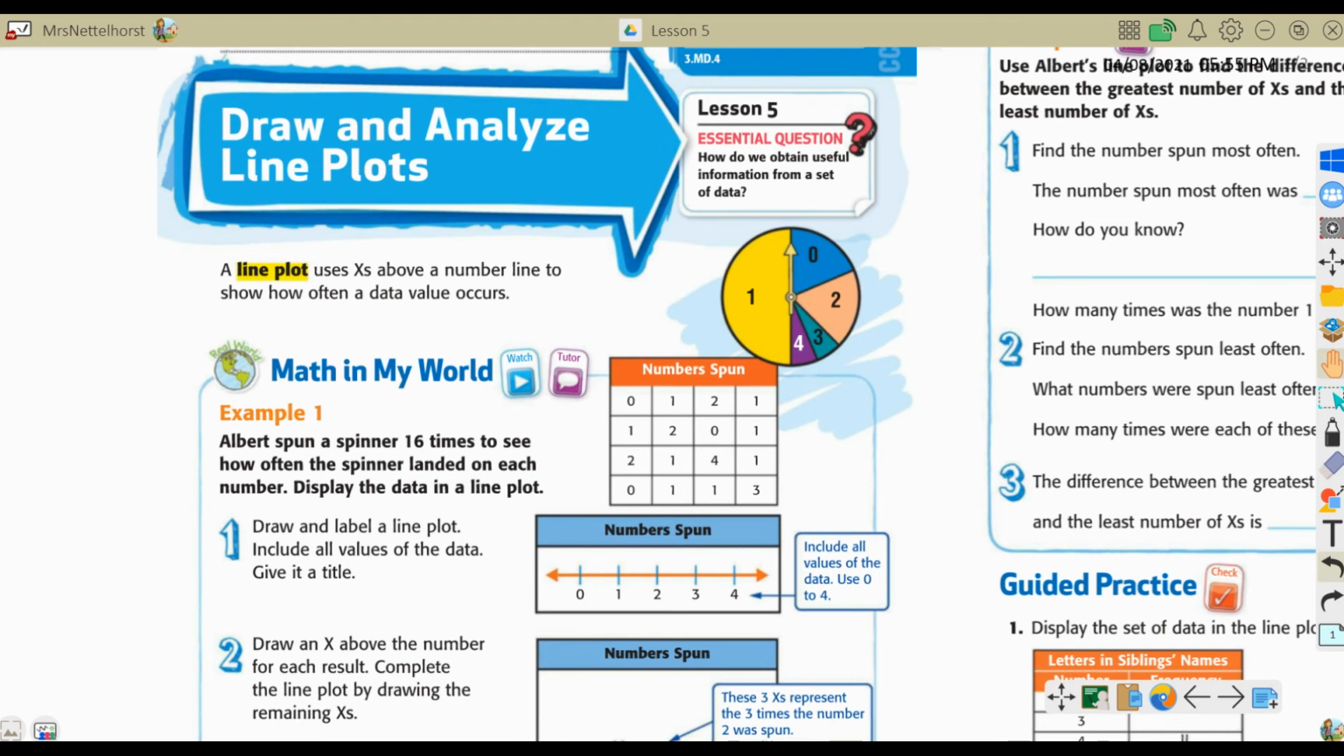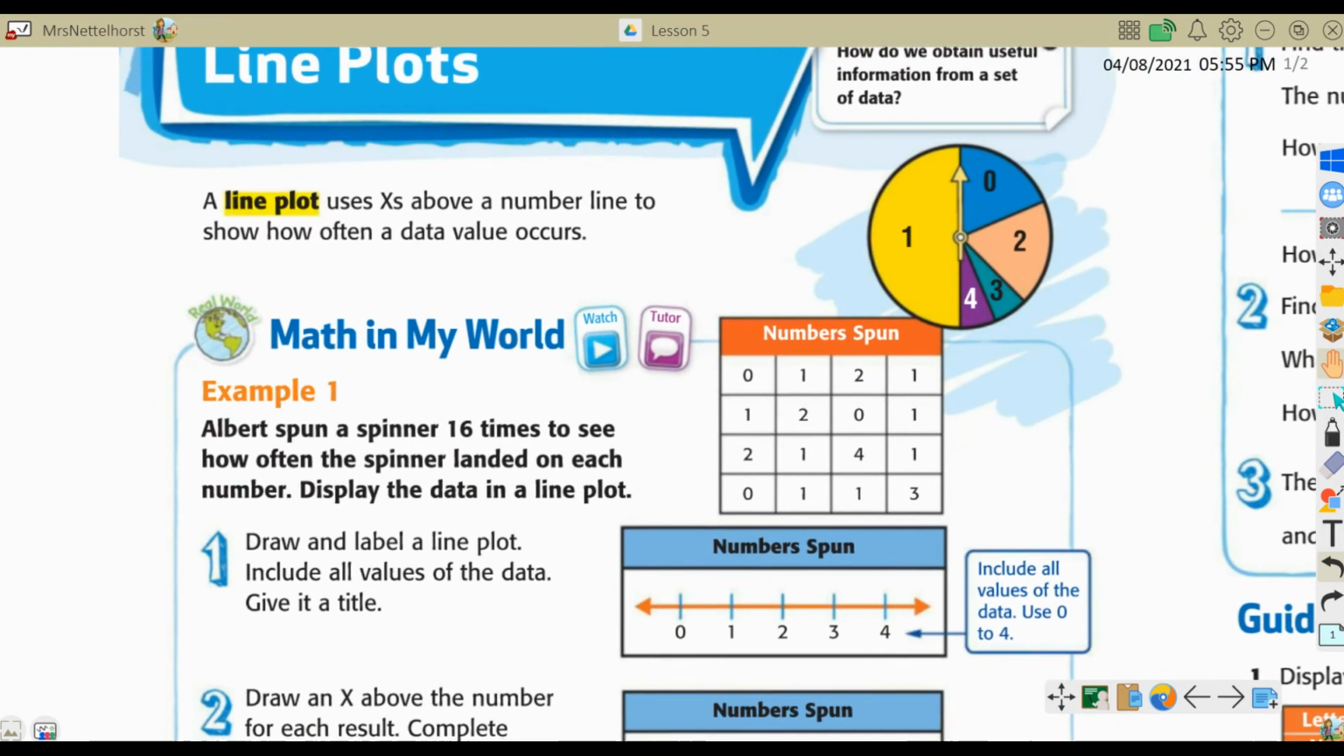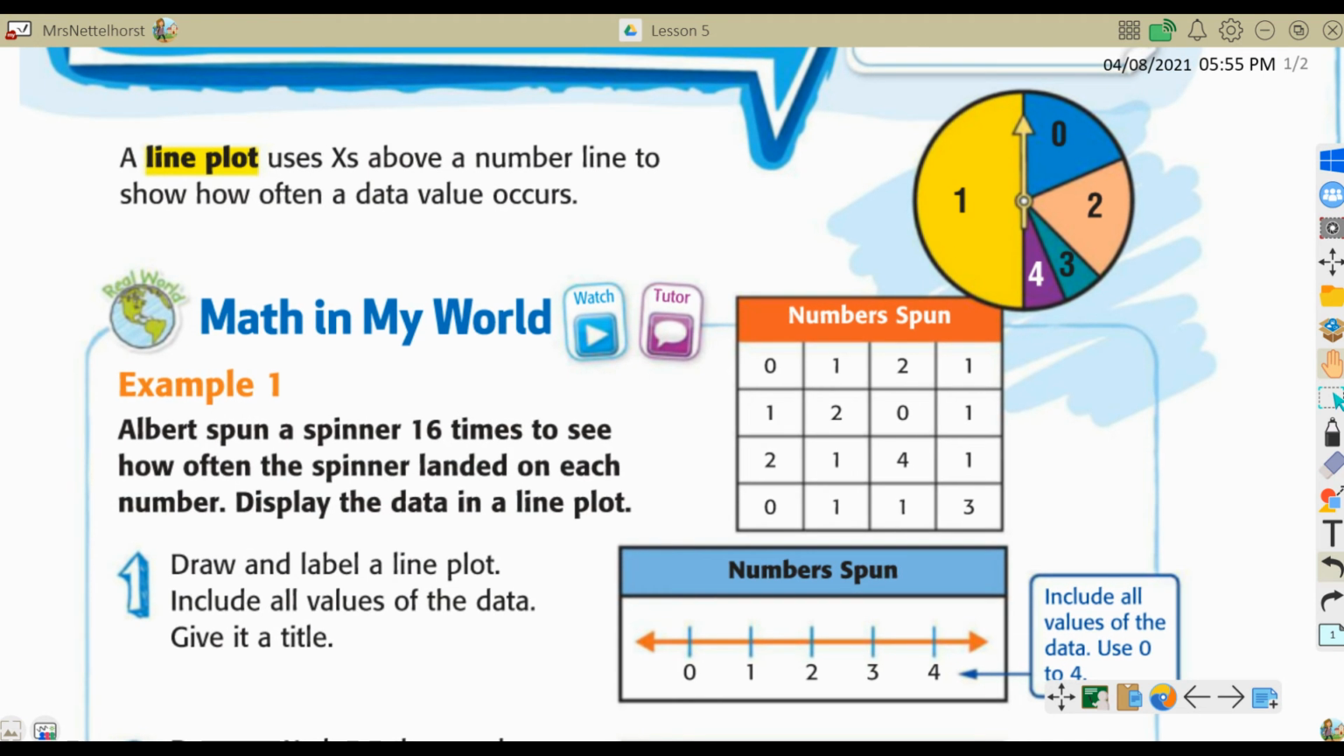A line plot uses X's above a number line to show how often a data value occurs. So it's talking about a frequency of things happening, how often something happens. Okay, so let's look at the first word problem. Let's get this other stuff out of here so it's not distracting.